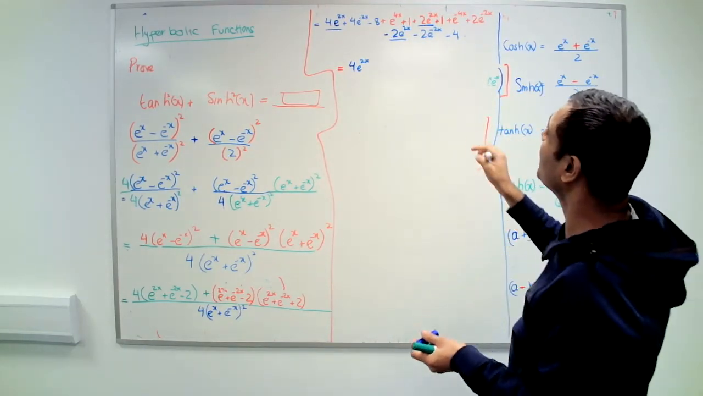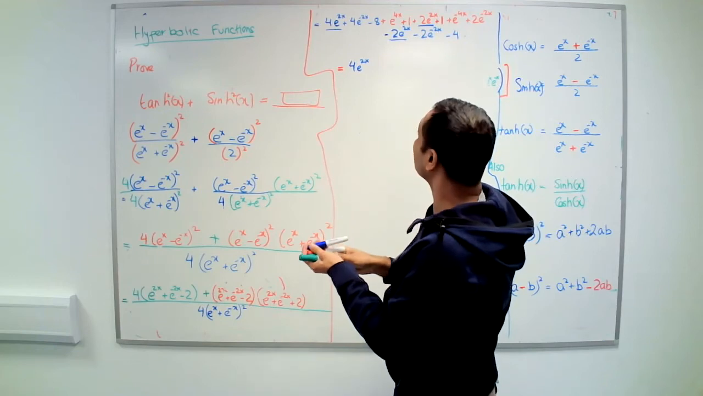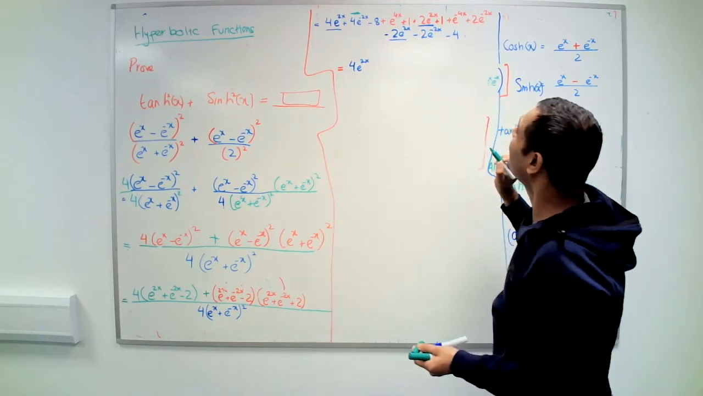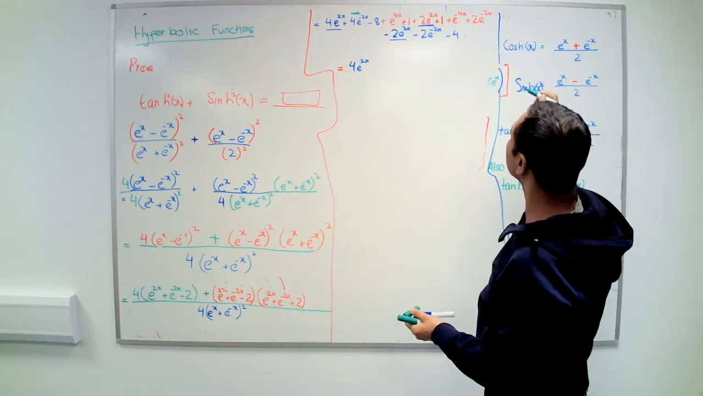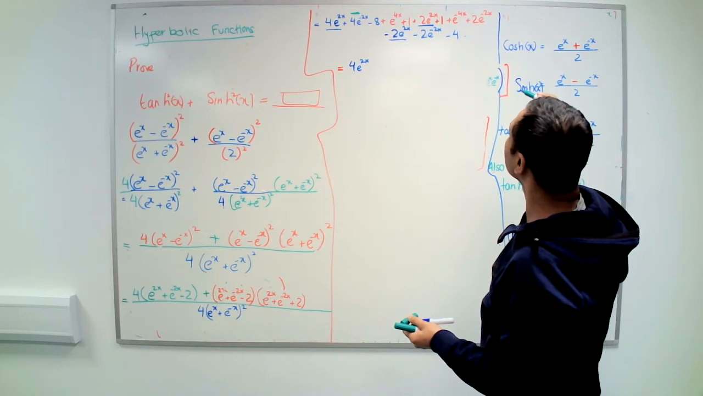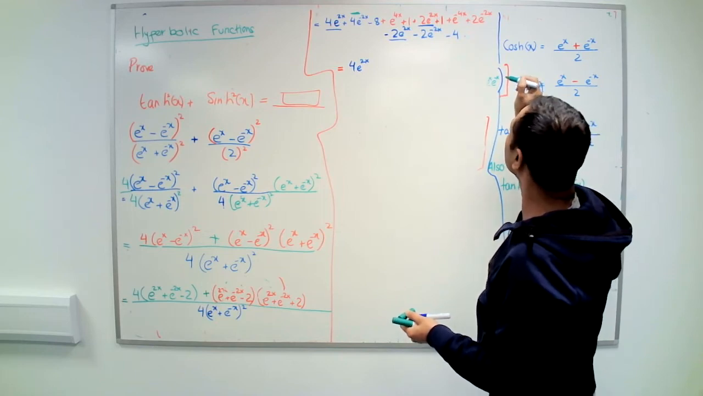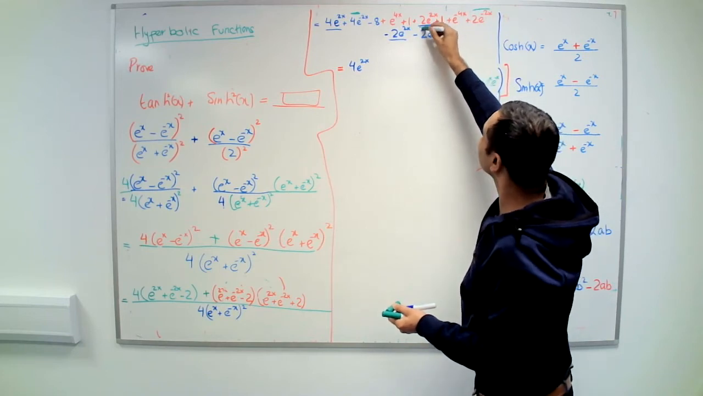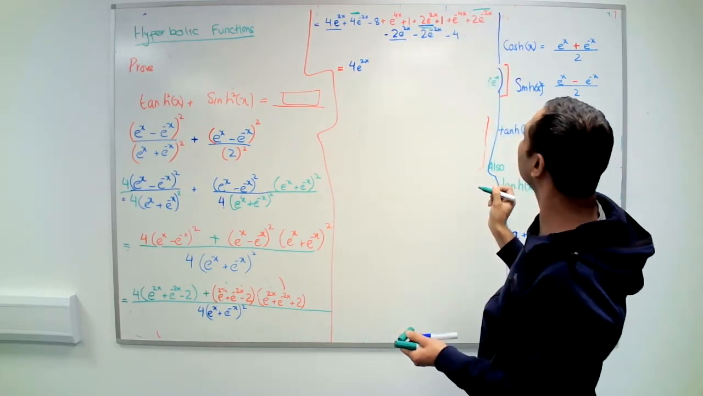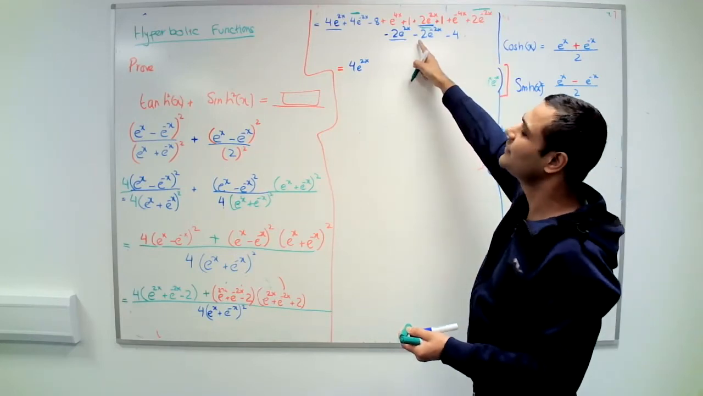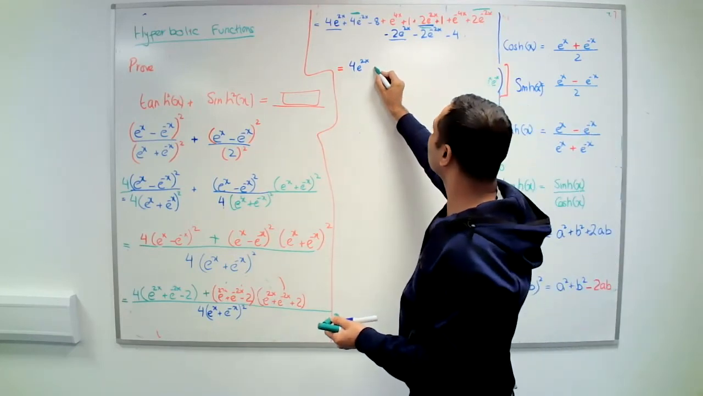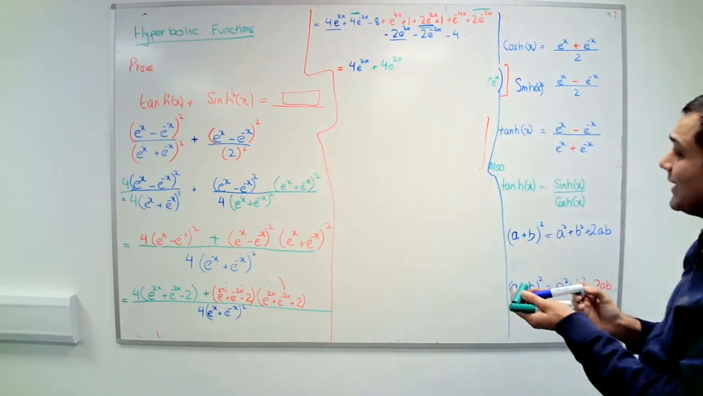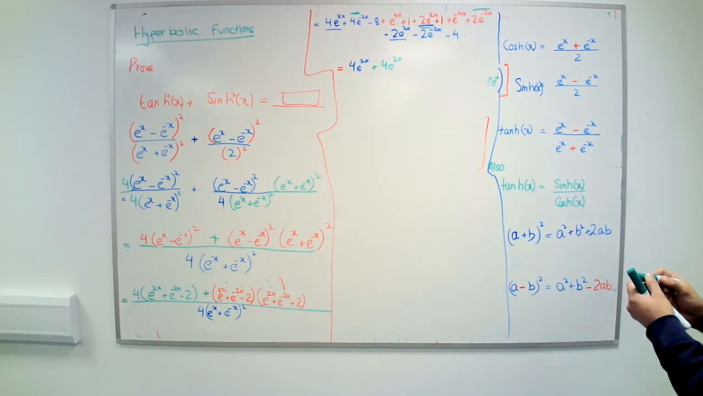Now I need to find the other one. Let's use a different color. Let's have a look at this one. Minus 2x. This is 1, minus 2x, 2. And there is a 1 here as well, and there is 1 there as well. So those two cancel. So the answer is still 4. 4 plus 2 is 6, minus 2 is another 4. So plus 4e to the minus 2x. That's done.